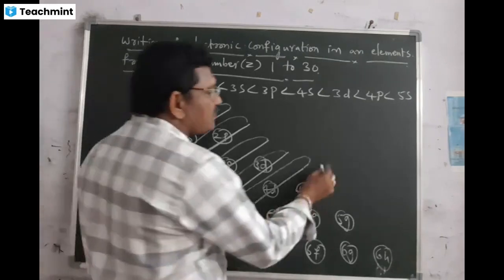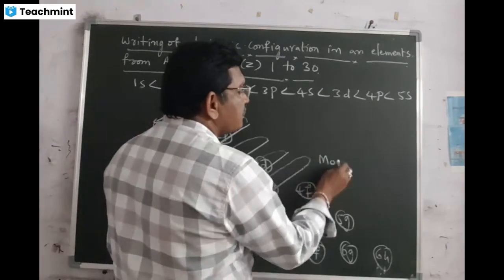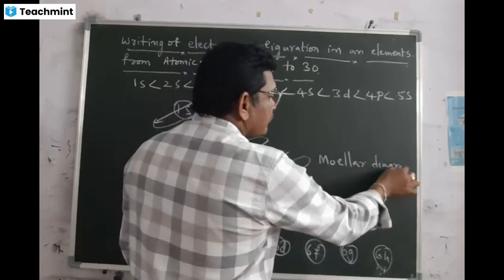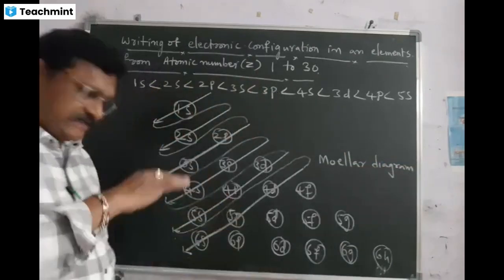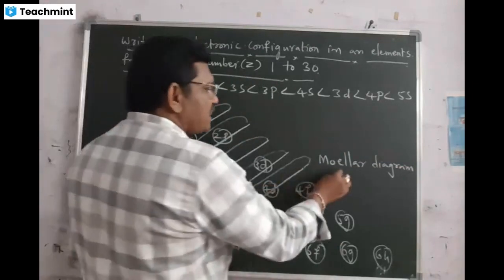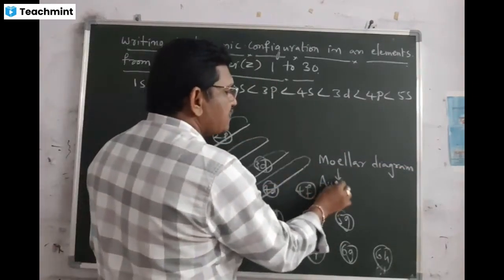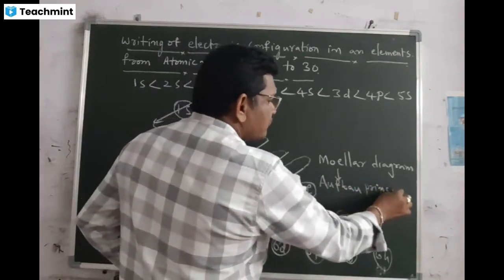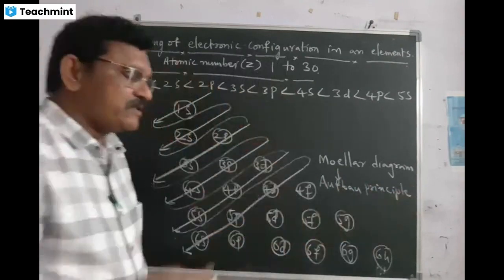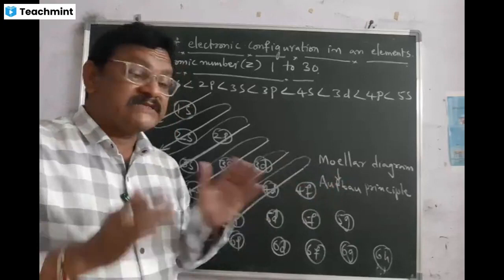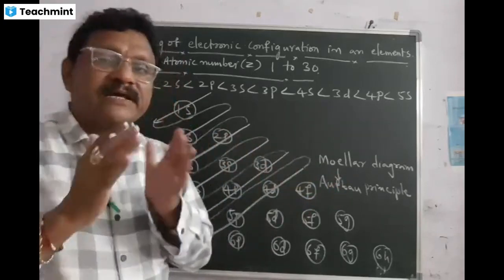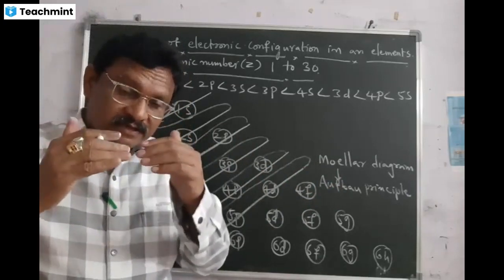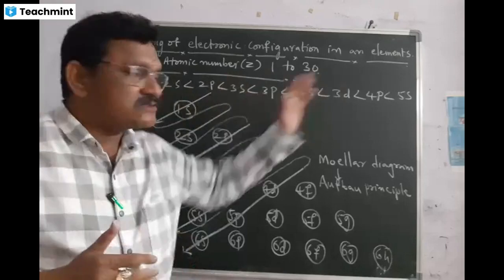What is this called? This is called the Moeller diagram. It is also called the Aufbau principle. Aufbau means build up in German. Build up means you can arrange or build up the electrons from lower energy orbitals to higher energy orbitals.